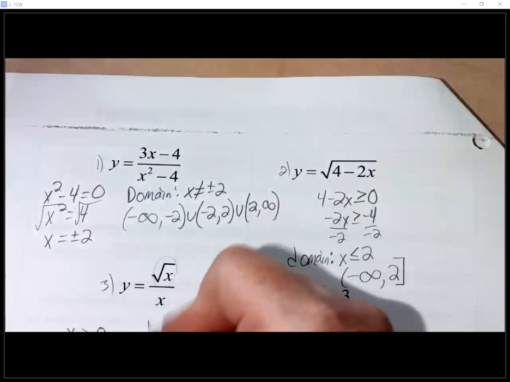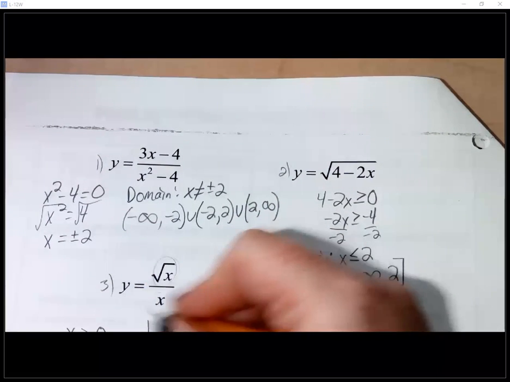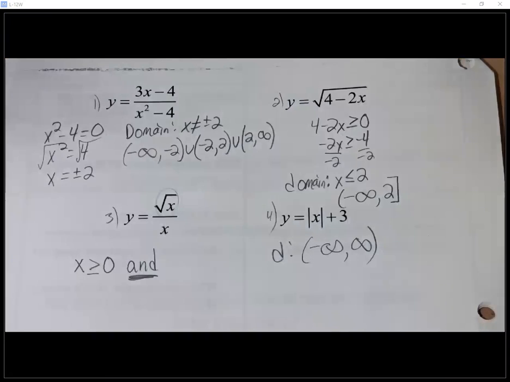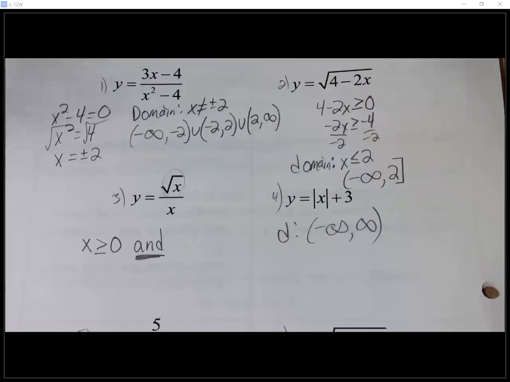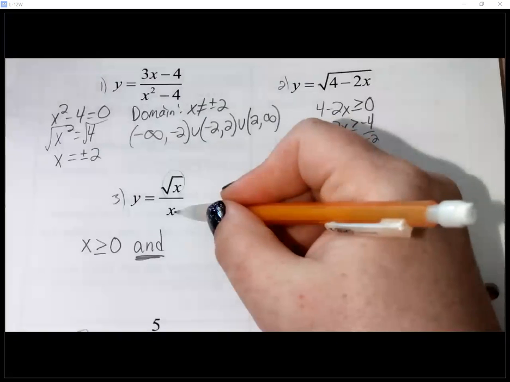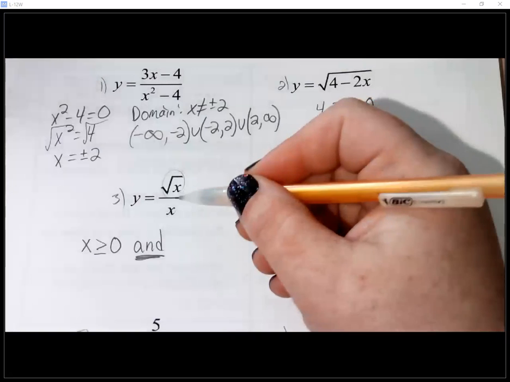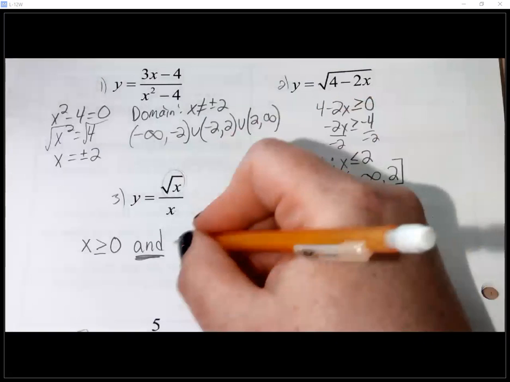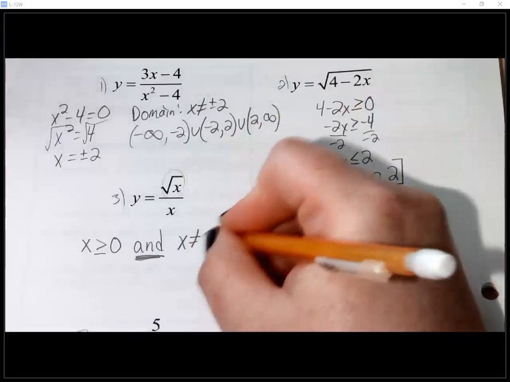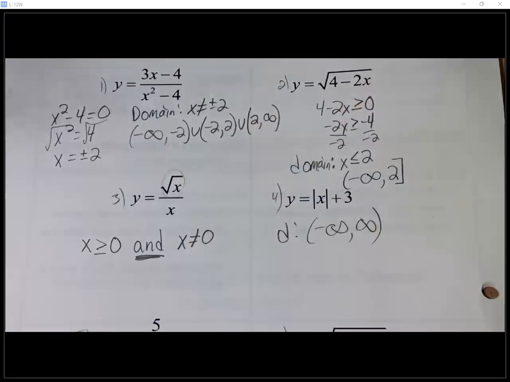However, I also needed to work for the denominator issue. So the denominator issue, I can't have the denominator ever be equal to 0, right? So X cannot equal 0. So if we put these two things together, if X has to be greater than or equal to 0, but X can't be 0, wouldn't that mean that X just has to be greater than 0 and it will work for both?